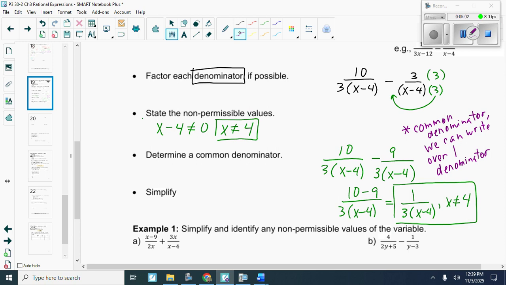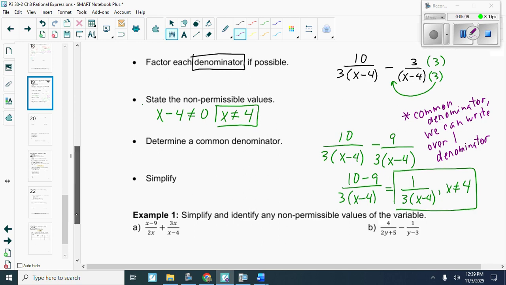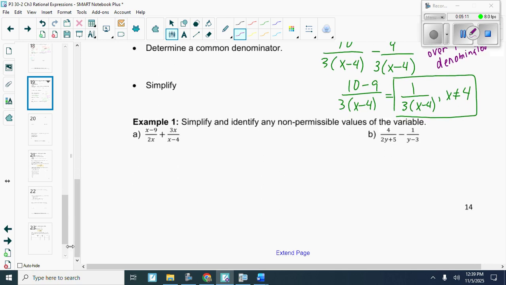So once you have a common denominator, you can just combine them, and then you're going to collect like terms on the top. So let's do a couple examples, see what this looks like. So we're just going to double check. Can we factor the denominator? If we can, we need to.